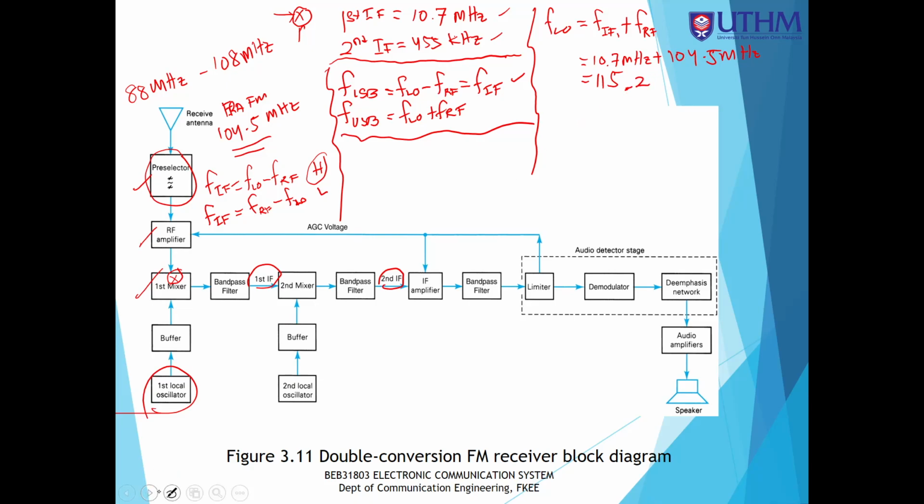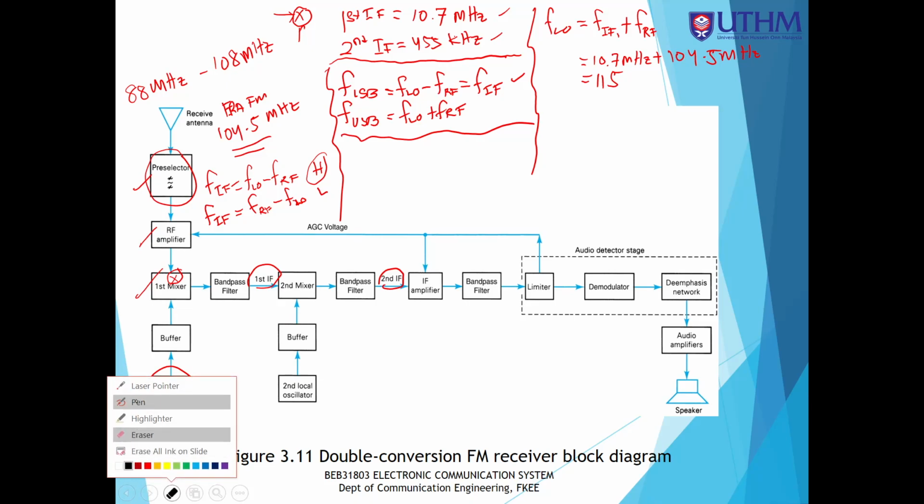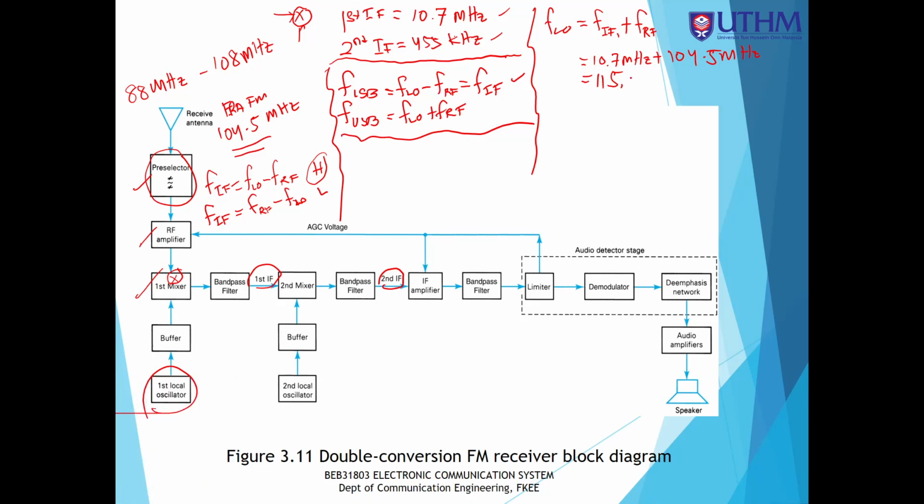You can try using your calculator: 115.2 megahertz. So this is if I use a high side injection. What if I use a low side injection? How much is the local oscillator frequency that I need? So let's try to find it.